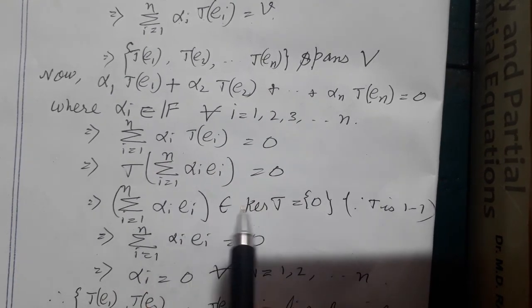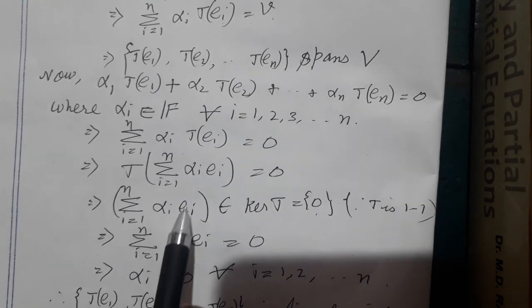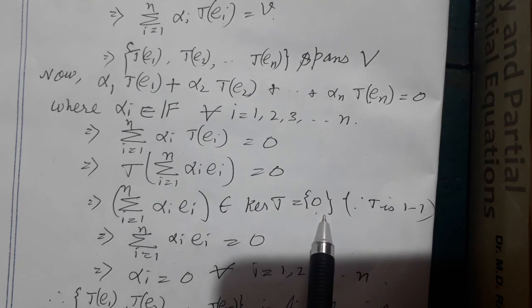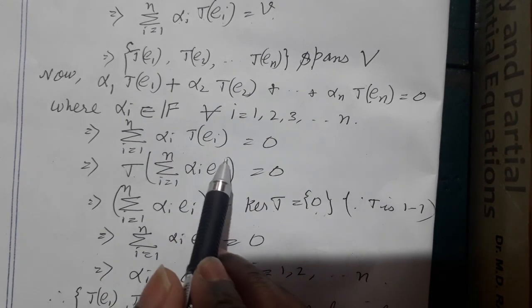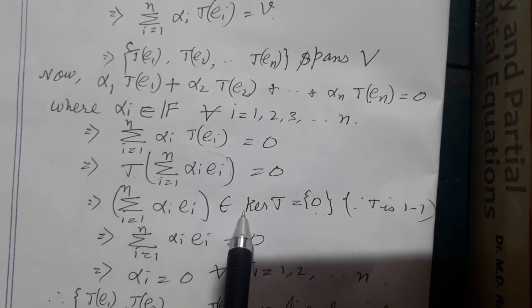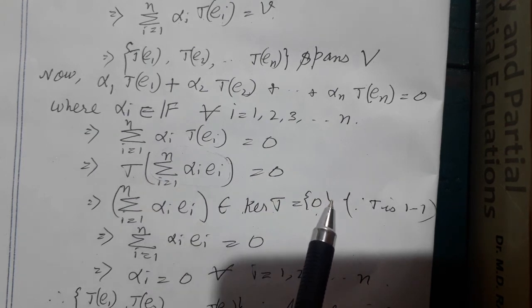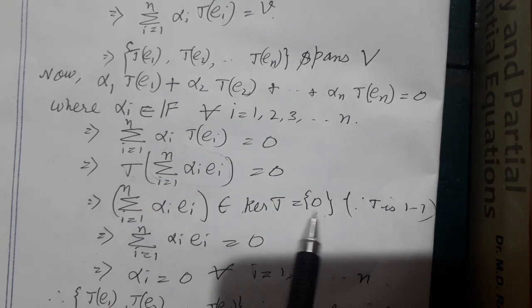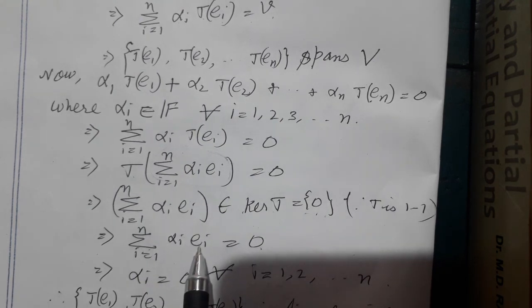Now since T is one-one, the kernel of T consists of only the 0 element, so this element should be 0. So this belongs to the kernel, and since T is one-one, the kernel consists of only the 0 element. So this element should be 0. Now we got this is 0, and e_1, e_2 till e_n are the basis of U.